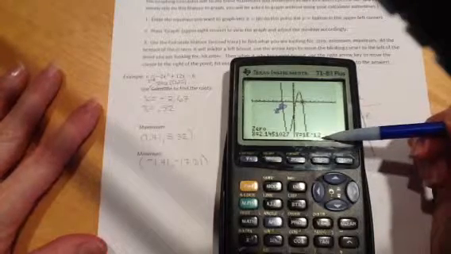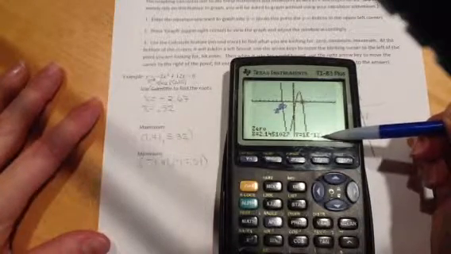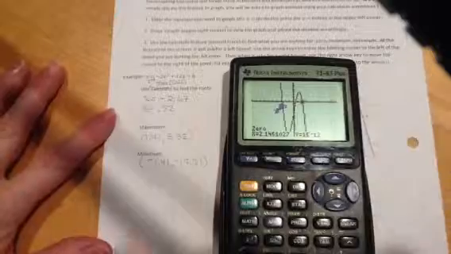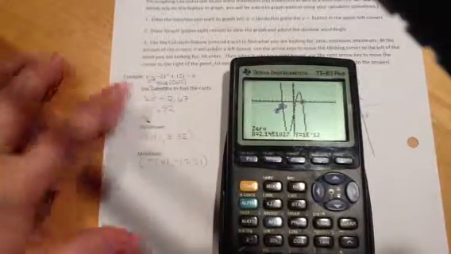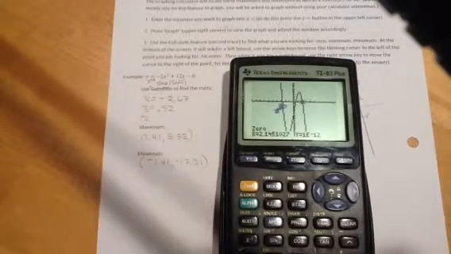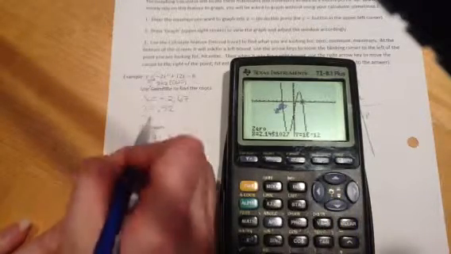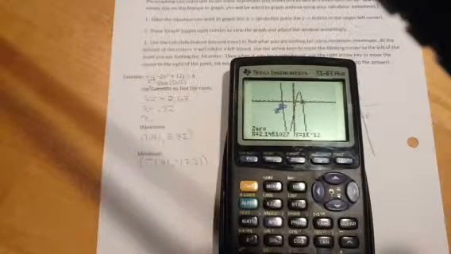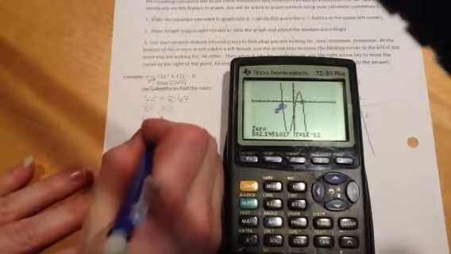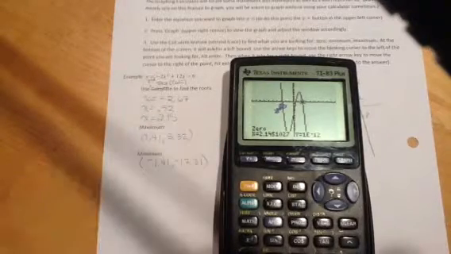So this is scientific notation. It means 1 times 10 to the negative 12. So that is a 1 with like 11 zeros in front of it. So that's pretty close to 0. So x equals 2.15 will be my third root.